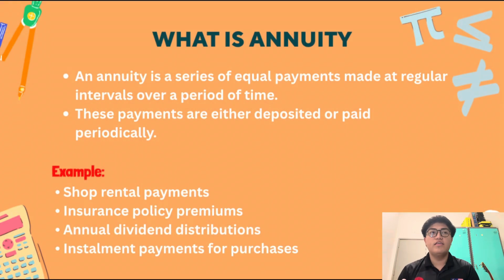What is annuity? Annuity is a series of equal payments made at regular intervals over a period of time, and these payments are either deposited or paid periodically. For example, shop rental payments, insurance policy premiums, annual dividend distributions, and lastly, installment payments for a purchase.